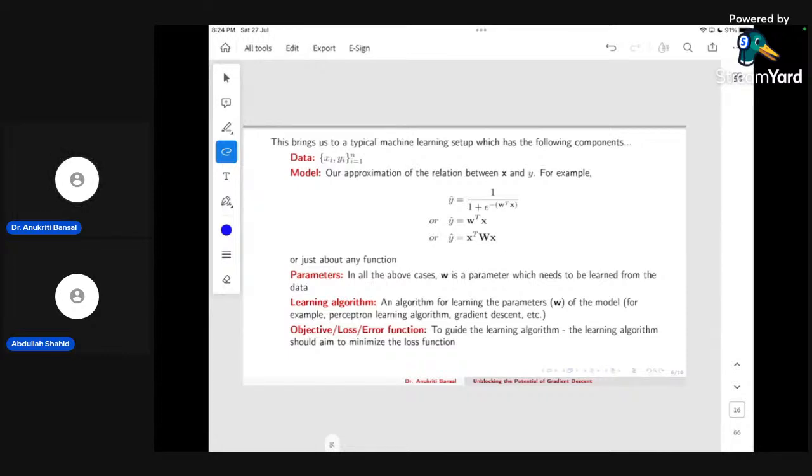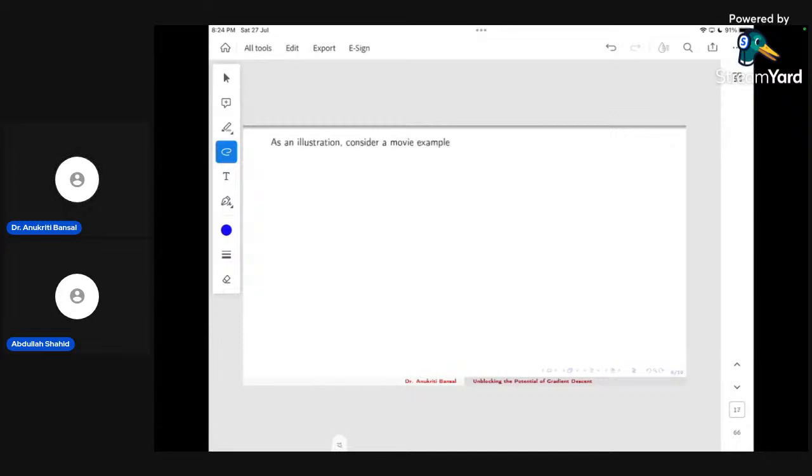So now, what should be the goal of this learning algorithm? When should we say that the parameters that I have learned are good or bad? So this error function will help us in identifying whether the parameters which I've learned are good or bad, because the learning algorithm aims to minimize the error. Okay.